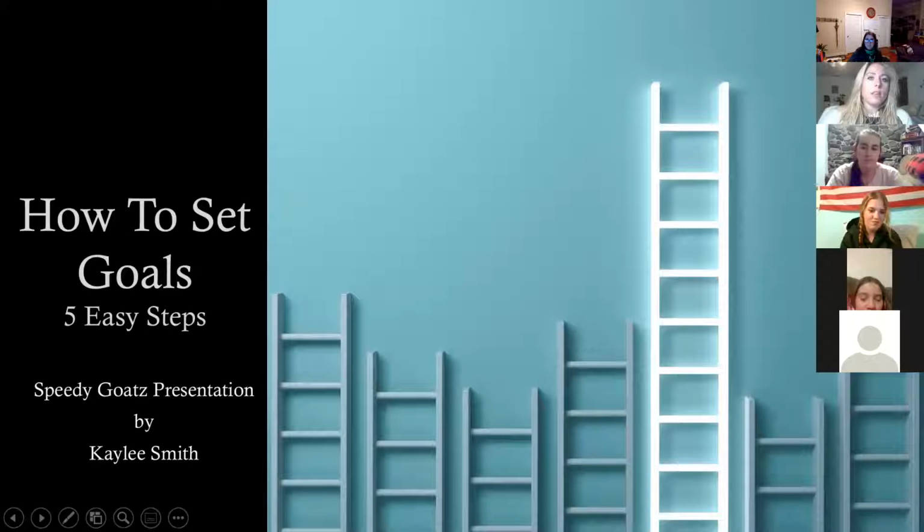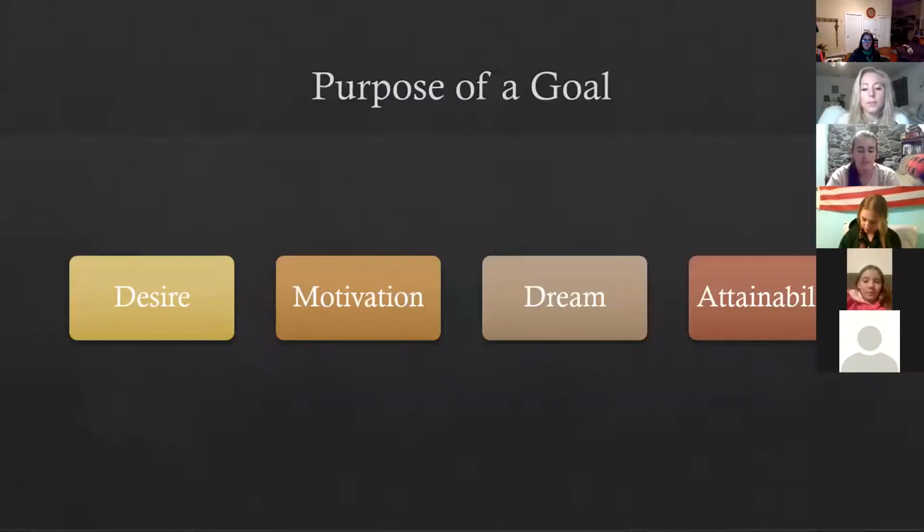I did this really nice and simple, at least I tried to. I created it so that you guys could have some really simple stepping stones that can help propel you up the ladder of success through these 5 steps for goal setting. To begin with, we want to talk about what is the purpose of a goal. When I think about a goal, I think about 4 words: desire, dream, motivation, and attainability. I want to organize those 4 words so that I can prioritize them in a way that I can be successful.